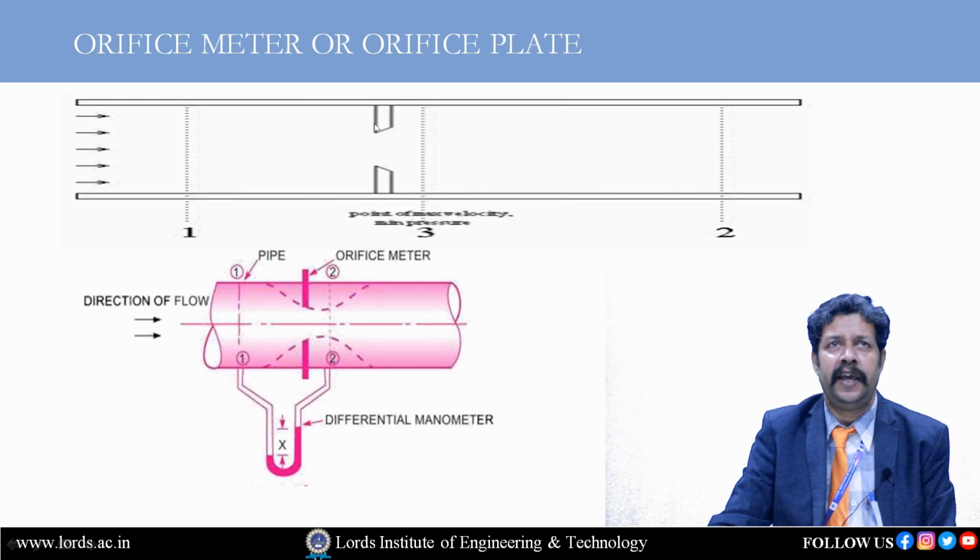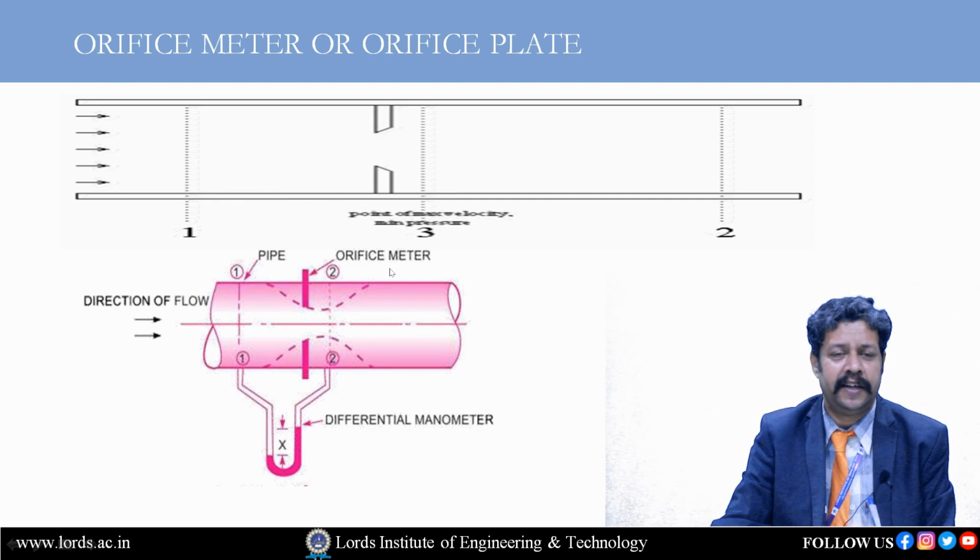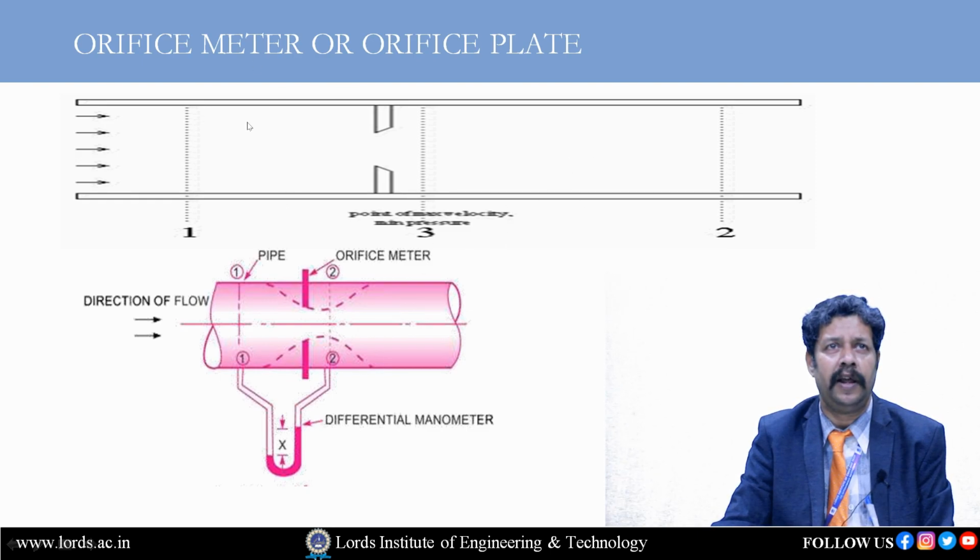So if you see, this is an orifice plate or orifice meter. It has sharp edges. It is a pipeline. It is a plate which is having a hole. It is fixed in this particular pipe. So this is known as orifice meter. In a Venturi meter, there is a convergent portion and then a gradually divergent portion. So this type of arrangement is not available in orifice meter.